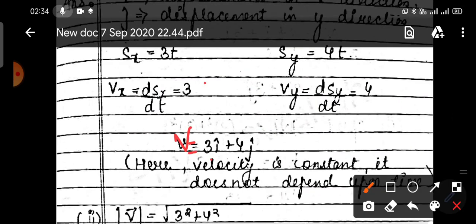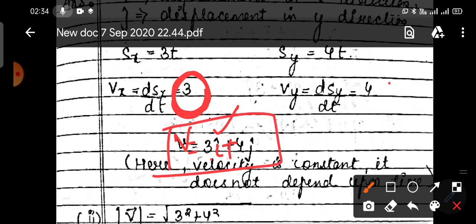So the final velocity equation is v is equal to 3 i hat. Why i hat? Because this velocity is 3 in which direction? X direction, and the unit vector in x direction is i hat. So 3 i hat plus 4 into j hat. So this is your final velocity equation.